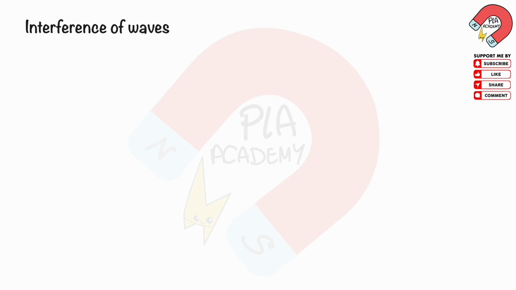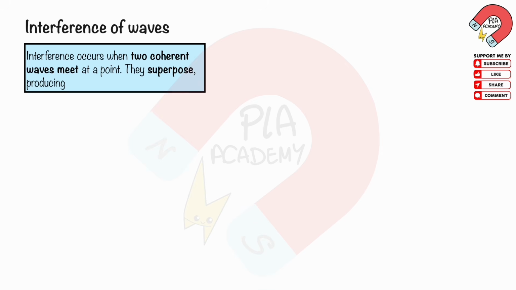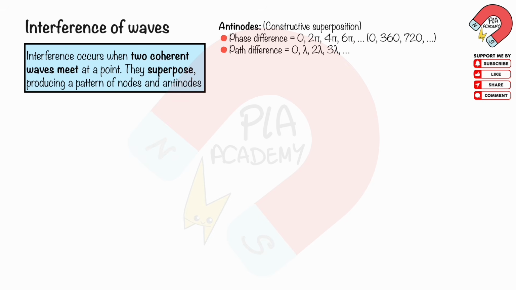Interference of waves. Interference occurs when two coherent waves meet at a point. They superpose, producing a pattern of nodes and antinodes. The antinodes have phase differences of 0, 2 pi, 4 pi, 6 pi, and so on, or 0, 360 degrees, 720 degrees, and so on.